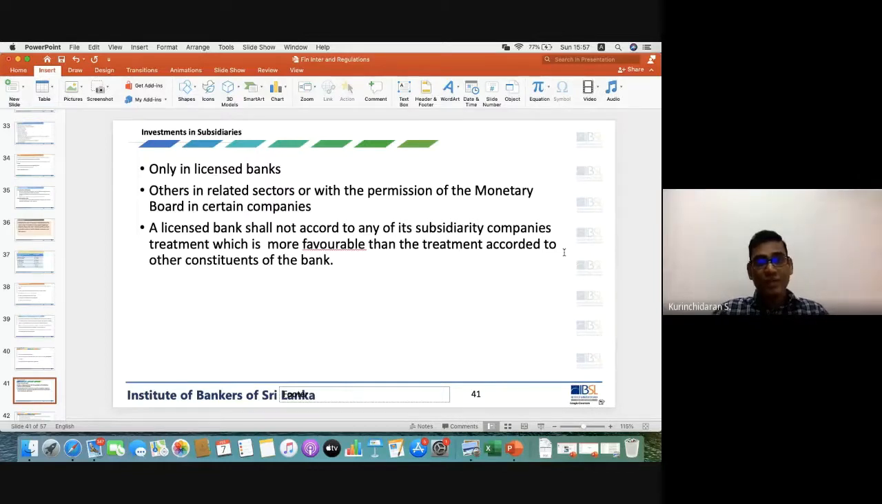A licensed bank shall not accord to any of its subsidiary companies treatment which is more favorable than the treatment accorded to other constituents of the bank, right? The problem is you can see banks with subsidiaries. Let's assume the bank is going to give loans to its subsidiary. The interest rate for the loan cannot be favorable to the subsidiary compared to any other companies outside, because it should be on an arm's length basis. That's why these regulations are very important. Otherwise, the bank can give loans at 5% to a subsidiary, while outsiders, any other entities, are getting 10%. It's favorable treatment. So to avoid that, these regulations are in place.